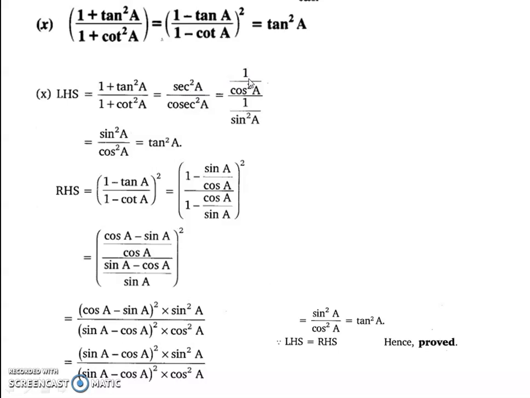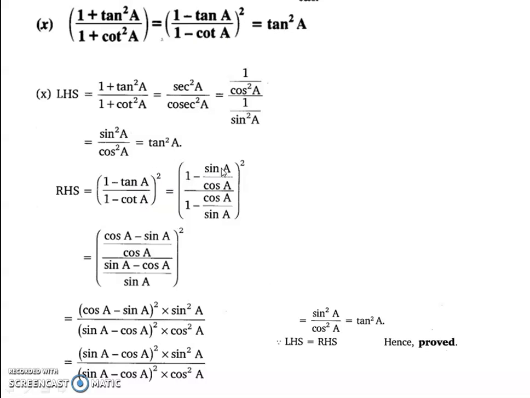Sec square is 1 by cos square A. Cosec square A is equal to 1 by sin square A. Now what will you get? You will get tan square A. Now taking the second expression, that is ((1 minus tan A) the whole square) by ((1 minus cot A) the whole square).